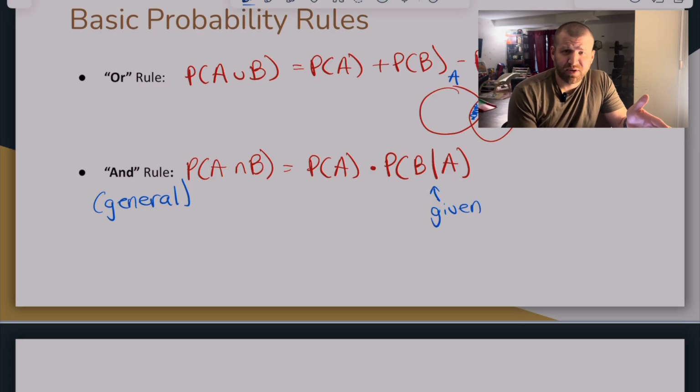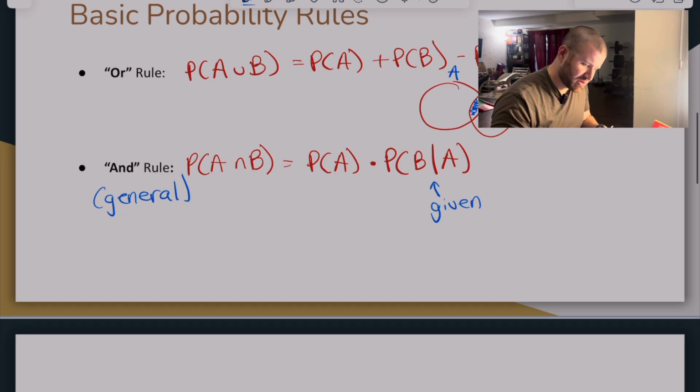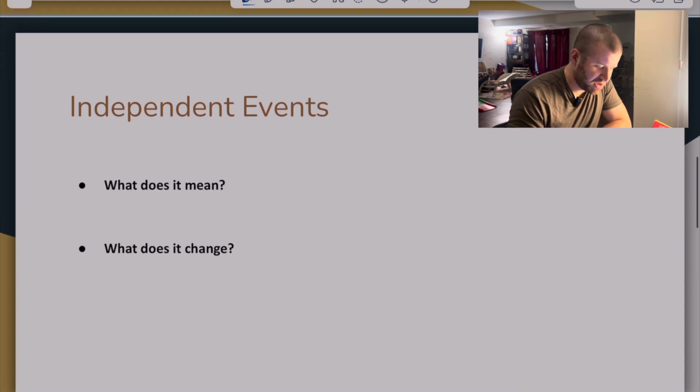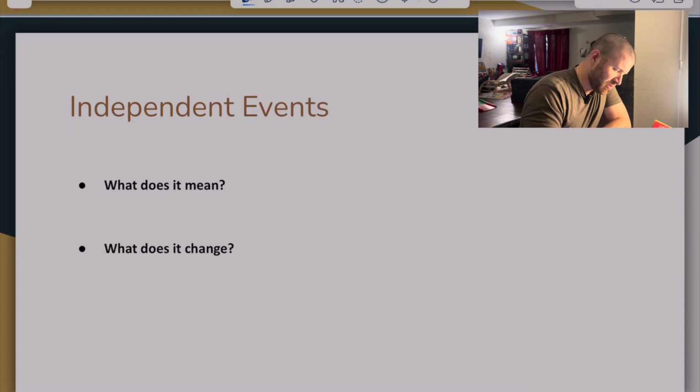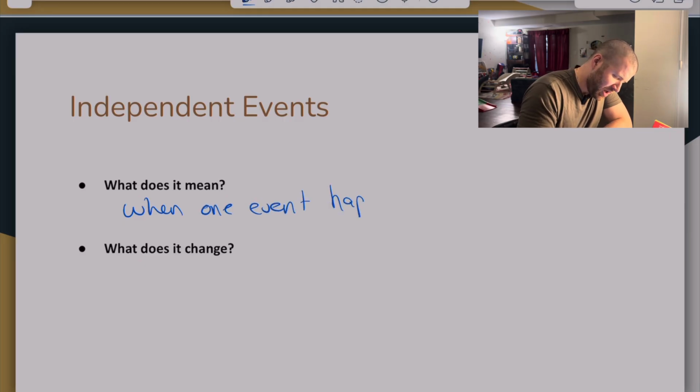Now, the other important thing about these formulas is, again, they're on your formula sheet. So you do not need to memorize these in the least, but you do need to know when you're going to use each one. The other important thing that this very first unit talks about is this thing called independent events. We say that events are independent when one event happening, I don't know how to spell occurring, doesn't affect the probability of another one.